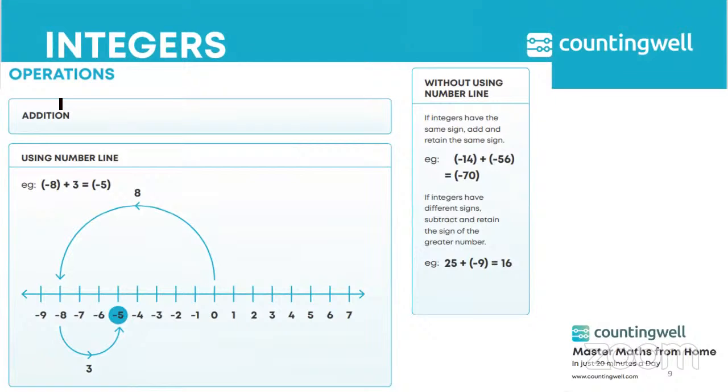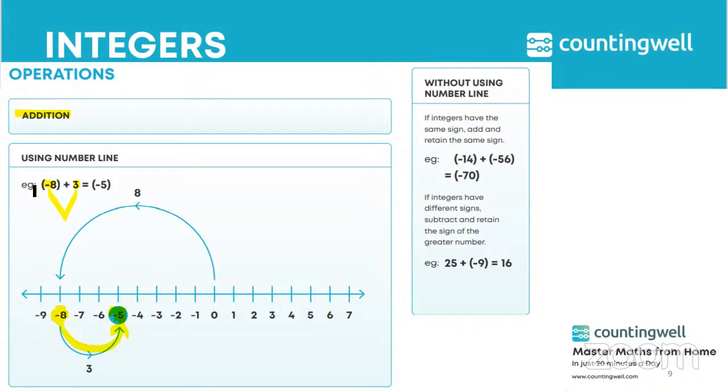Let us see some operations on integers. We have the addition operation using the number line. Whenever you are adding two integers, as shown, one is negative and one is positive. First of all, we have to mark an integer on the number line. So how are we marking? We are marking minus 8 and then we are moving forward 3 steps because we are adding 3. So we'll get minus 5. That's why minus 8 plus 3 is minus 5.